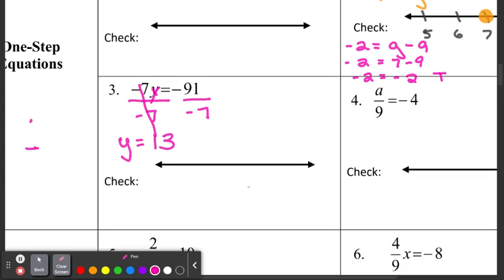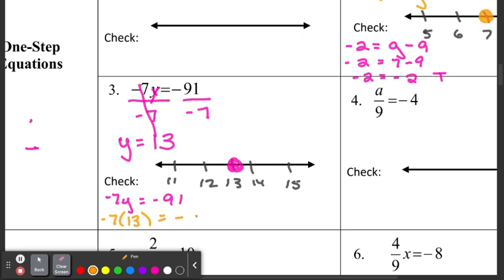When you're doing a number line that doesn't start at 0, just make sure the 13 is somewhere on your number line. I usually make 5 little marks, and so 13 can be anywhere on your number line. It doesn't have to be in the middle. And I'm going to put a circle at 13. And now I'm going to check my work. So plug 13 in for y. -7 times 13 is in fact -91.